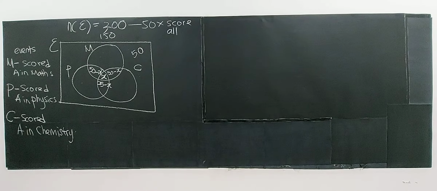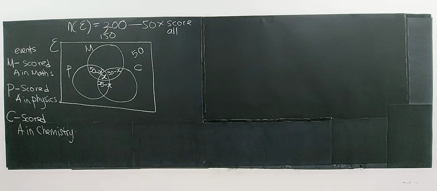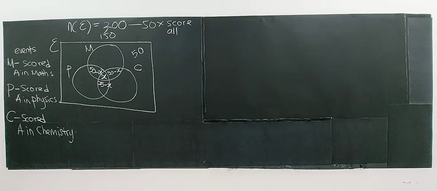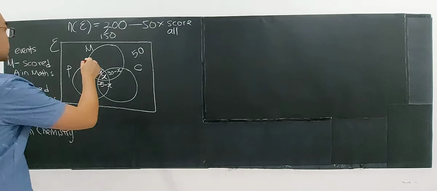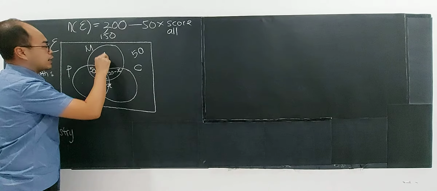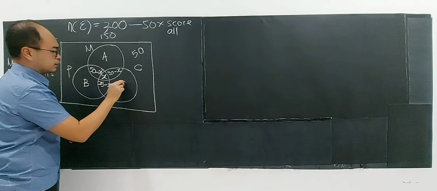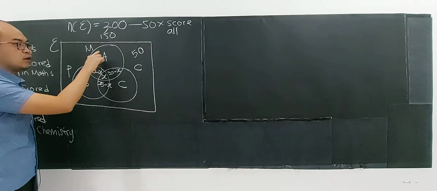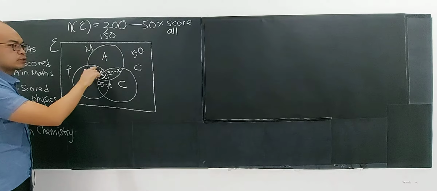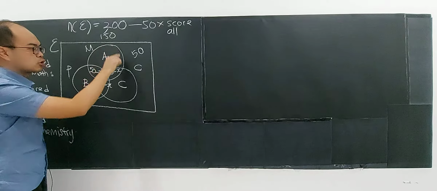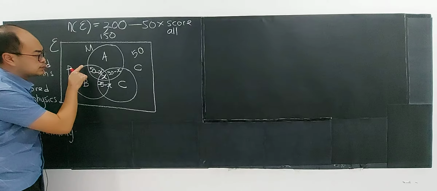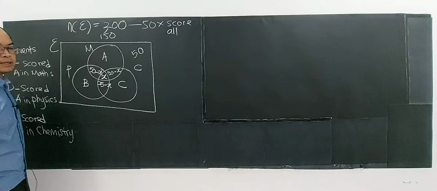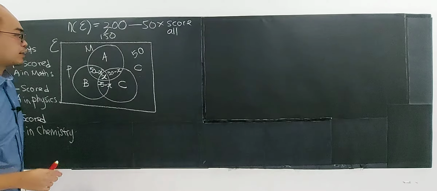Do you understand the meaning of scoring 1 subject only being 85? You have to understand the regions. I can put these as A, B, and C. A is the number of students that score mathematics only. In this region, it means scoring mathematics only. In this region, it means score mathematics and physics. In this region, it means score in 3 subjects. This is how we represent the Venn diagram.